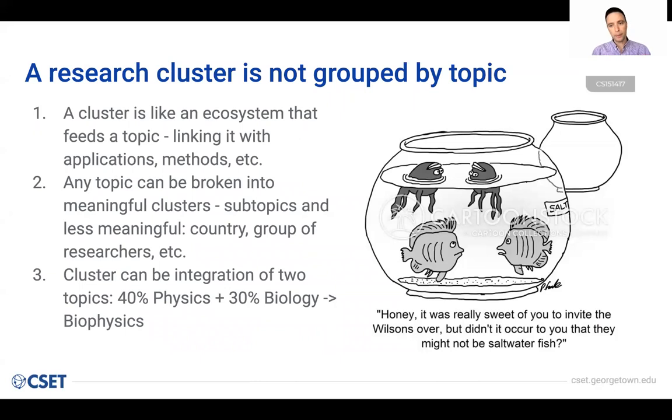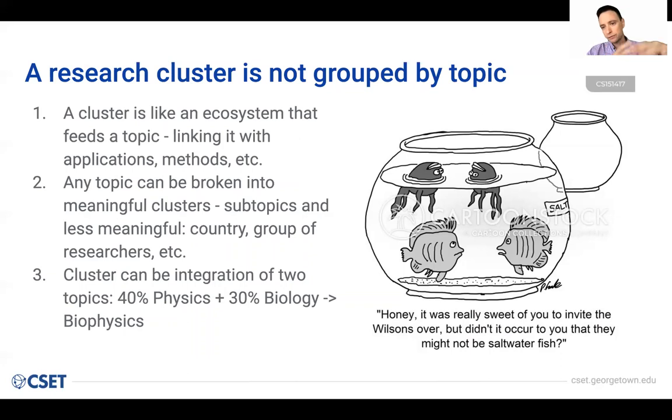Any topic can be broken into many clusters. You can have a subtopic. So you can have artificial intelligence, and computer vision would be a subtopic. But inside computer vision, you can have different clusters. You can study computer vision in China or the United States, and maybe they would form two separate clusters if they don't cite each other very actively, even though they may work on similar things.